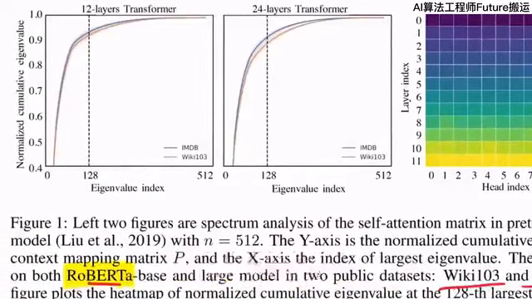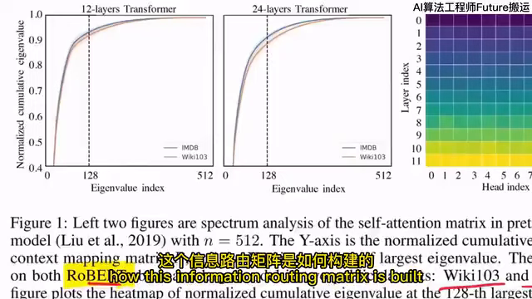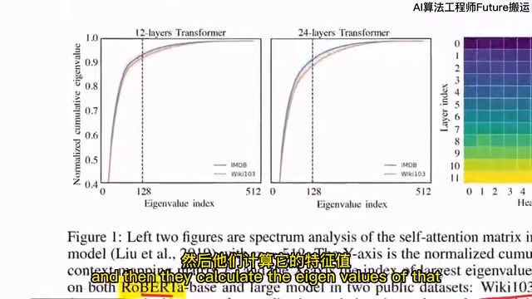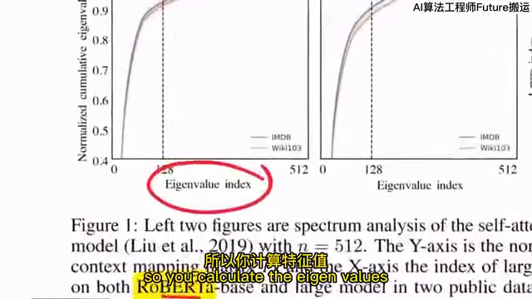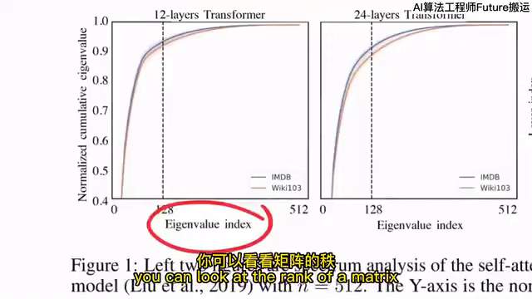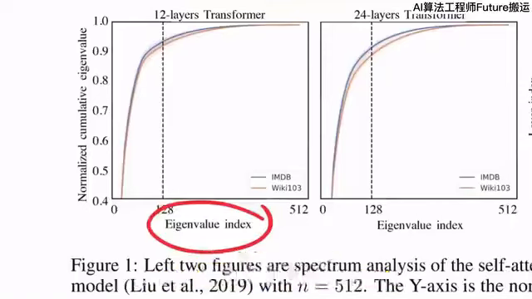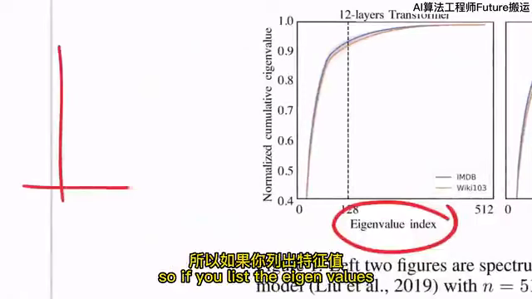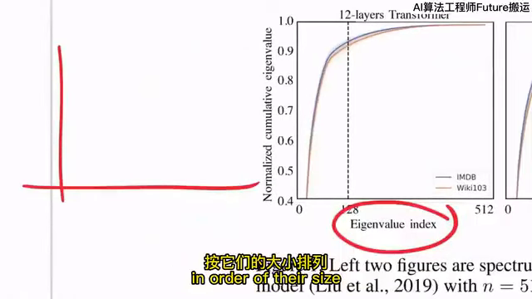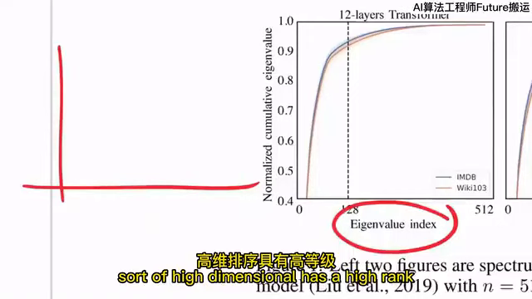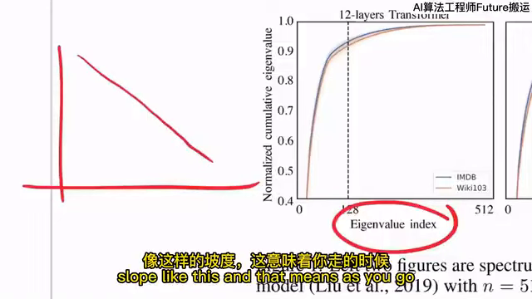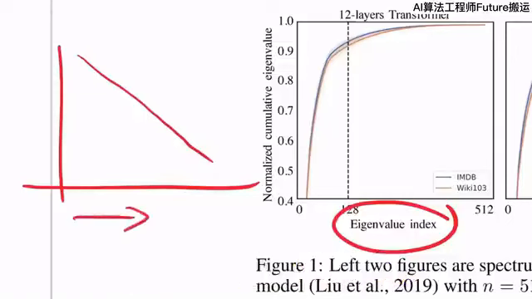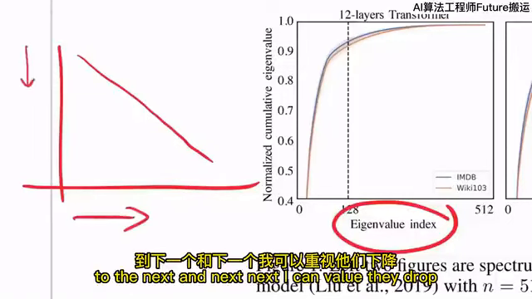So they look at how this information routing matrix is built, and then they calculate the eigenvalues of that. By looking at the eigenvalues, you can look at the rank of a matrix, broadly speaking. If you list the eigenvalues in order of their size, then a matrix that is high dimensional, has a high rank, would have a slope like this, and that means as you go to the next and next and next eigenvalue, they drop.